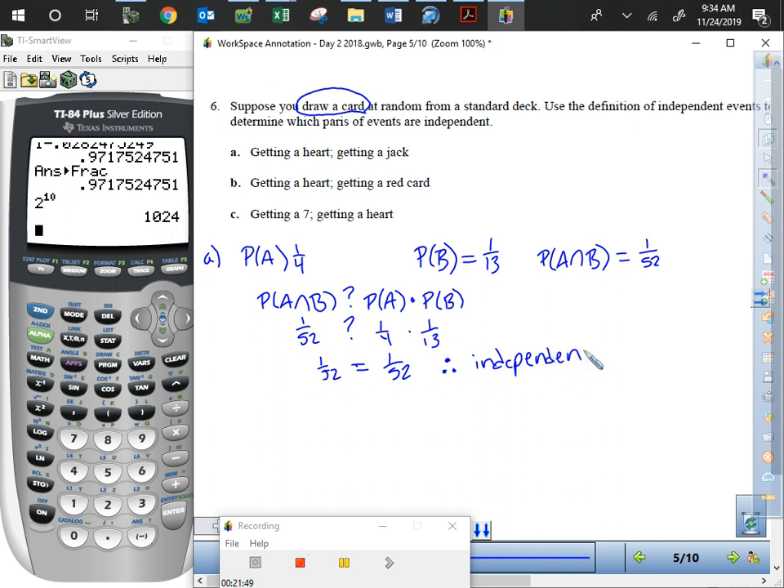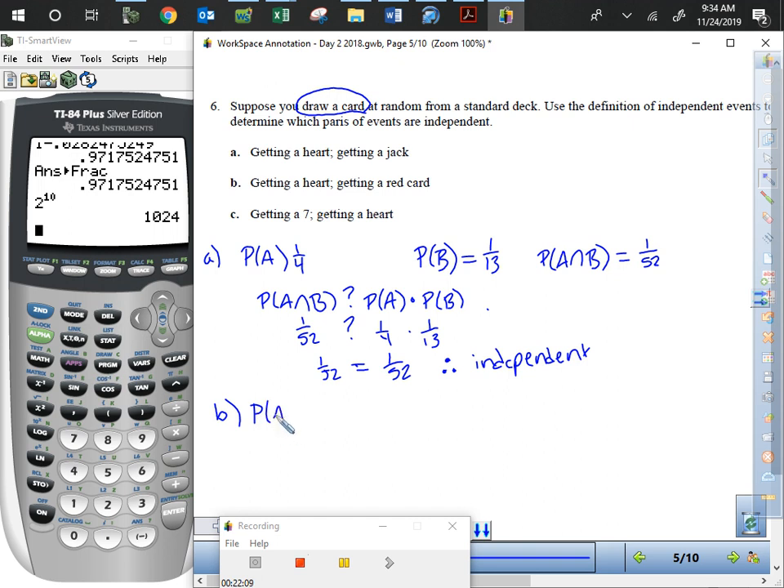And why that's the case here is because if we think about getting a heart, that doesn't make it more or less likely to have a jack, because there are the same number of jacks of hearts as there are jacks of other suits. Alright? Looking at B, getting a heart and getting a red card.